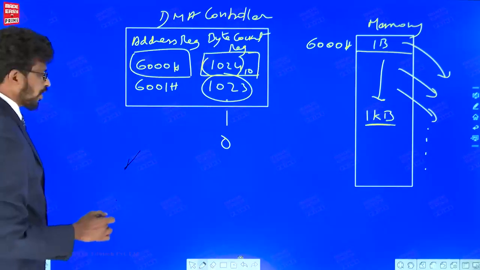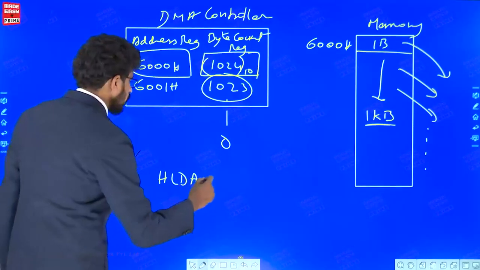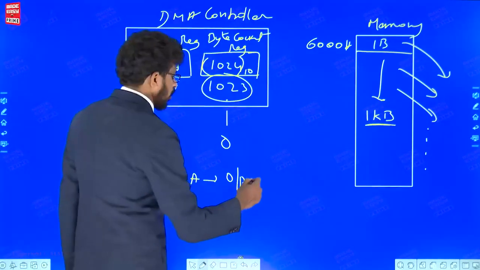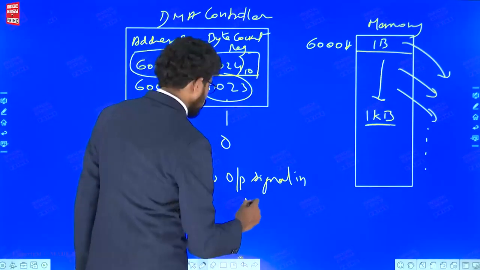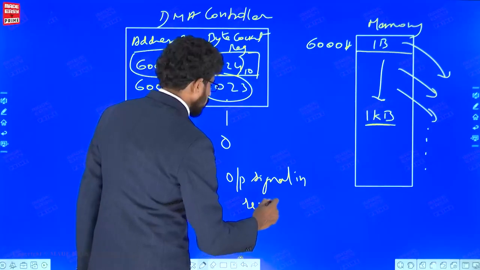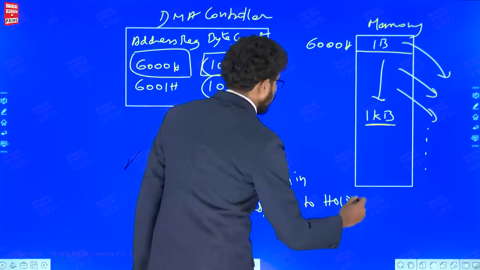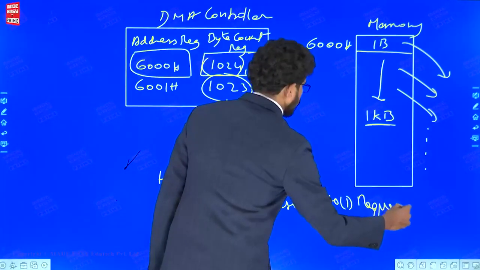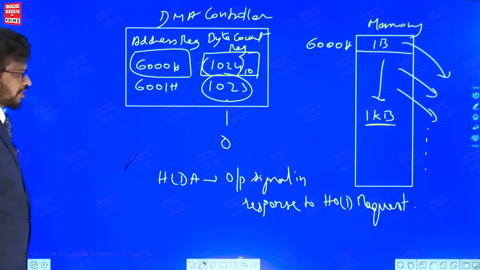So, that is about hold and hold acknowledgement. What is hold acknowledgement? It is very simple. Hold acknowledgement is an output signal in response to the hold request. That is about the DMA controller.